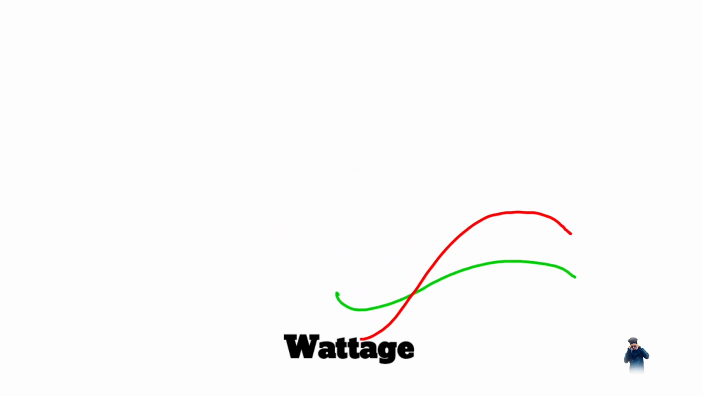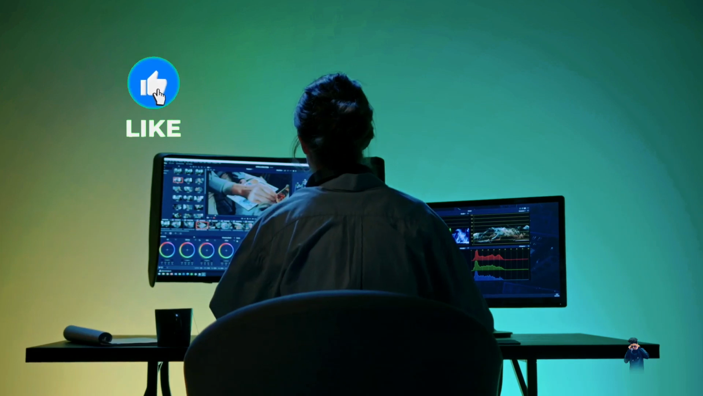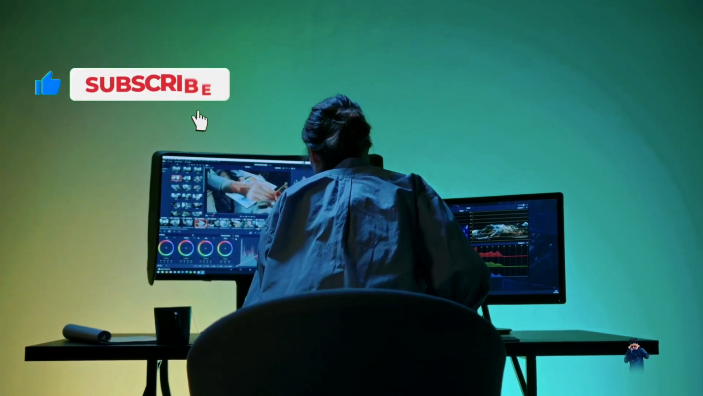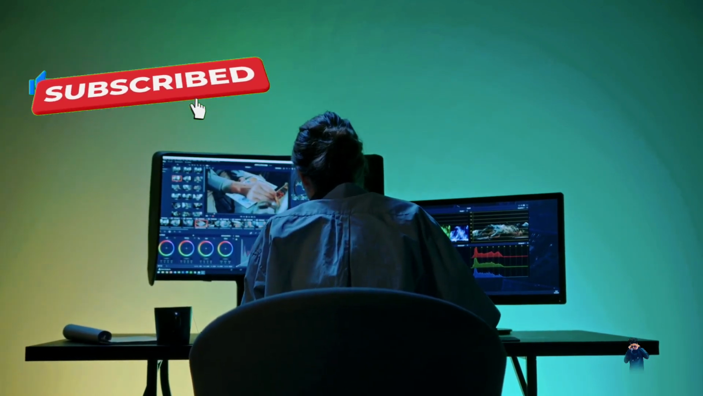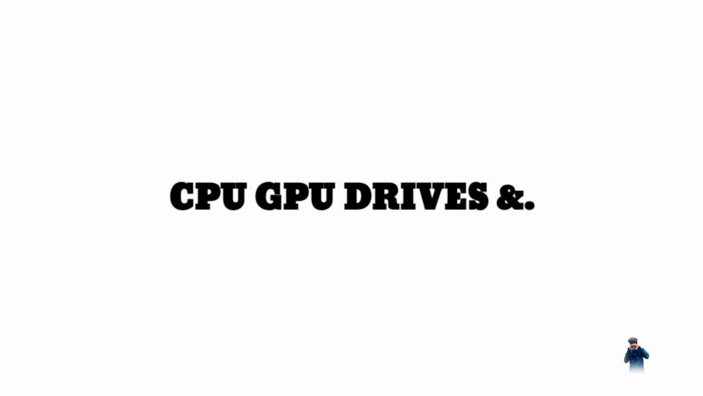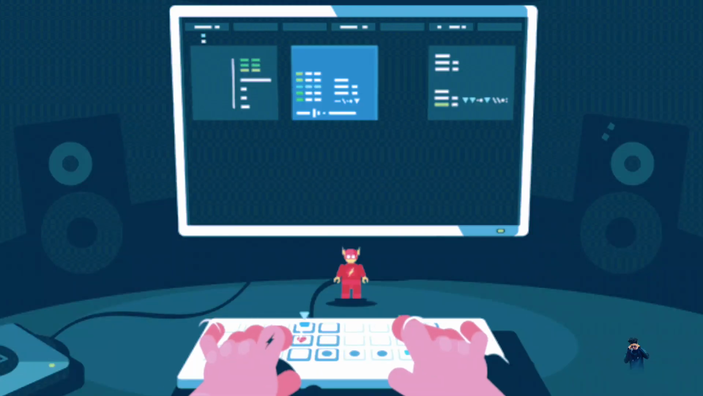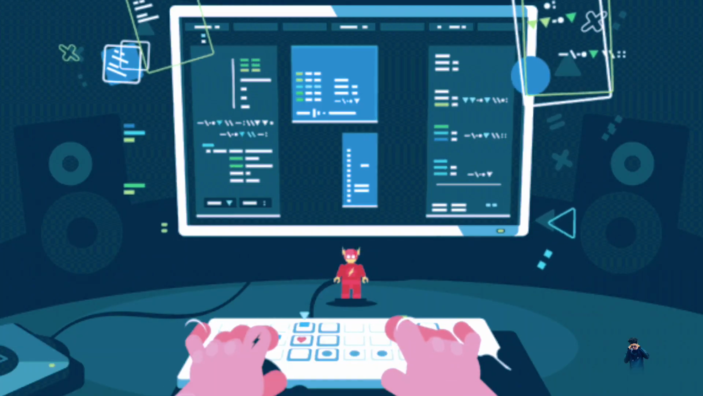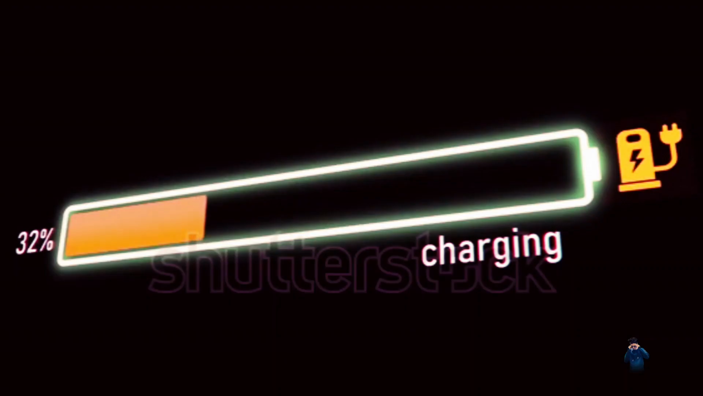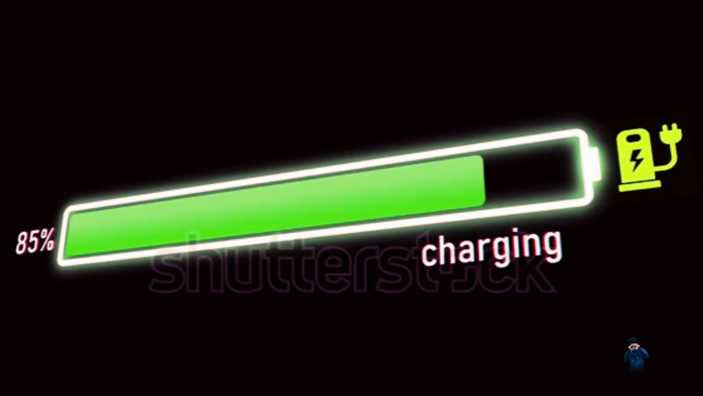Wattage. The wattage of a PSU determines how much power it can supply to the computer's components. It's essential to choose a PSU with adequate wattage to support the power requirements of your hardware, including the CPU, GPU, drives, and other peripherals. It's recommended to calculate the total power consumption of your system and choose a PSU with a wattage slightly higher than that to ensure stability and avoid overloading the PSU.